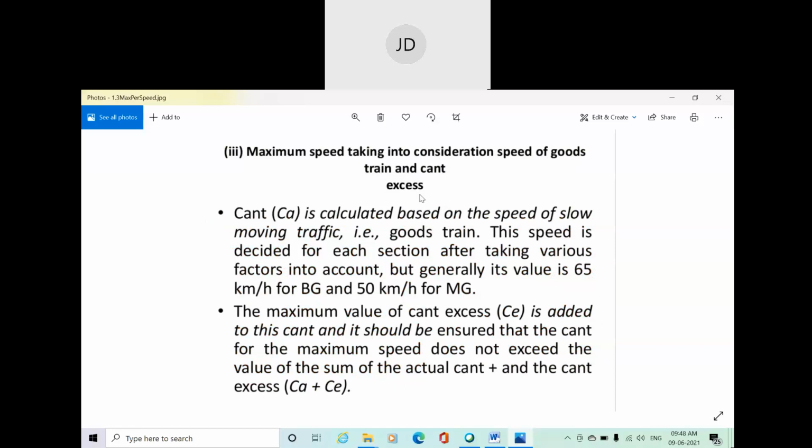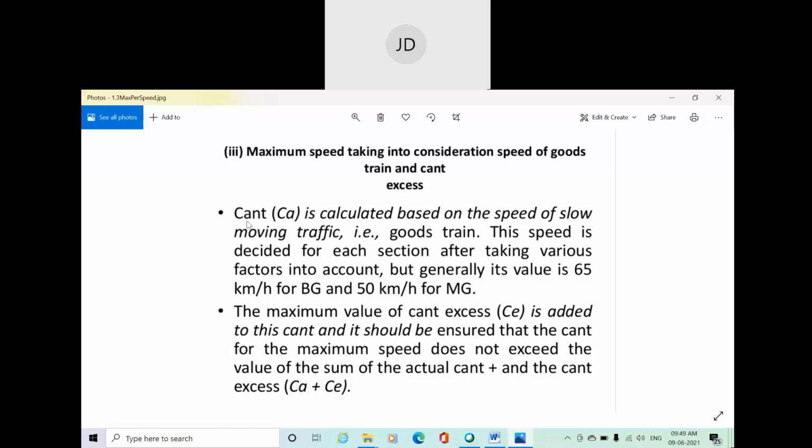Fine. Next, number 3, taking into consideration the speed of the goods train, or cant excess. That means based on the lowest speed of the train, we can also find out the maximum permissible speed of the train. Goods trains are moving in slow movement, right? Okay, that means the cant is calculated based on the speed of the slow moving traffic.